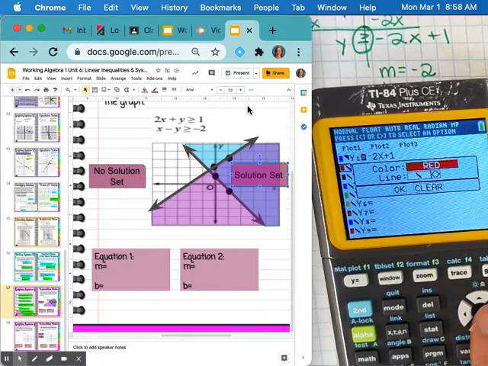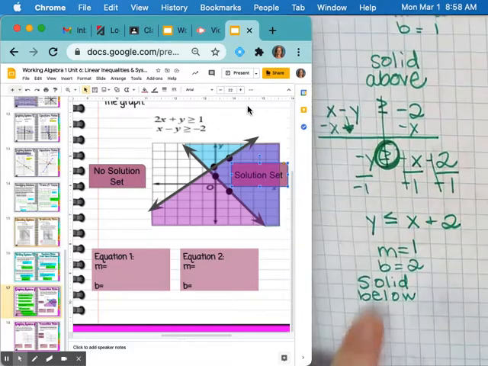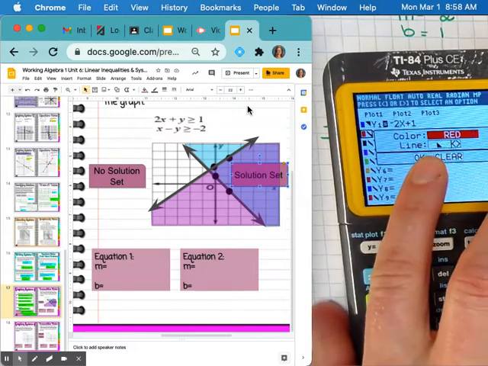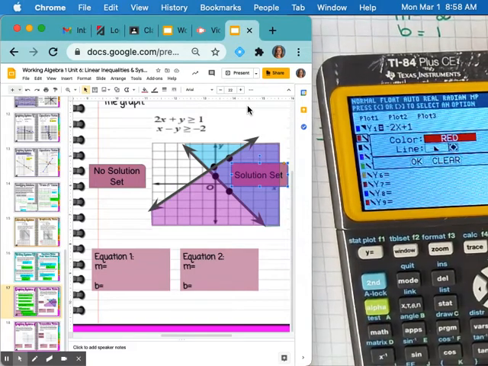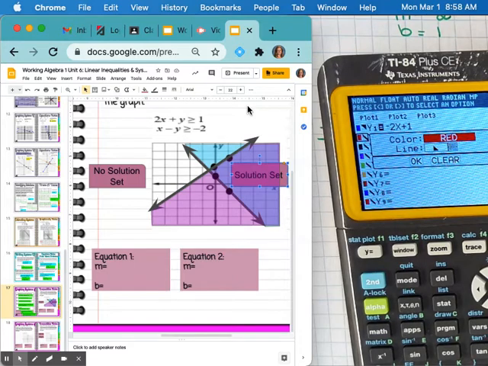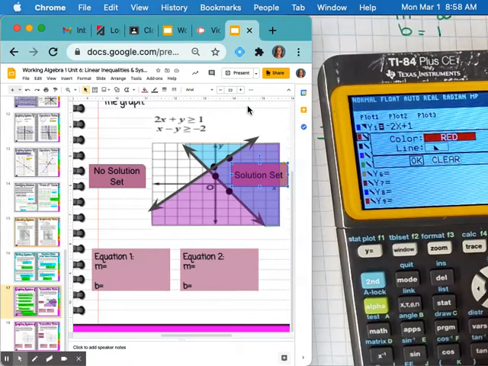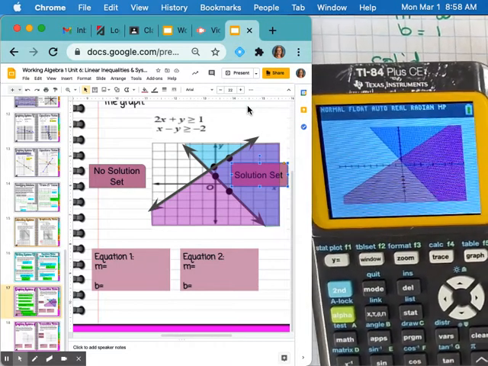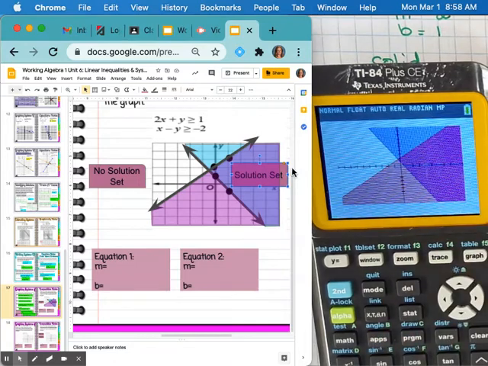And this is supposed to be shaded how? How did we say? Below. So we are going to click it till it has the bottom right triangle. Push OK and hit graph. Pretty cool. Yep. So, and that's your solution set. And that's the same thing we got over here. Kind of did the same colors too. Kind of. That's how it looks anyway.